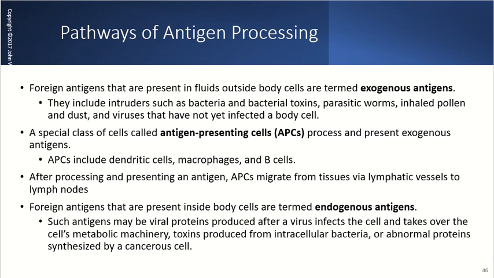Foreign antigens that are present inside the body's cells are going to be termed endogenous antigens. These are things like viral proteins that are produced after a virus infects the cell and takes over the cell's metabolic machinery. It can also be things like toxins produced from intracellular bacteria, or an abnormal protein synthesized by a cancerous cell.